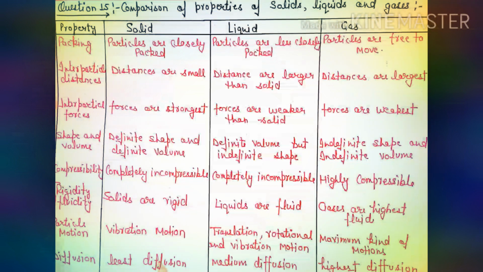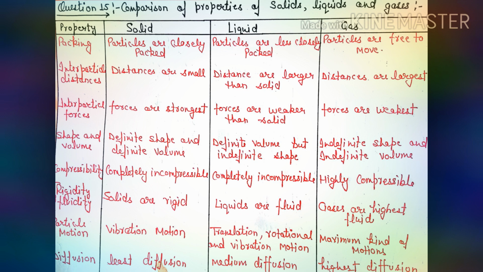Last question: comparison of properties of solid, liquid and gases. So students, this question is most important, and this question will help you to understand our surroundings. For example, there are 3 states of matter: solid, liquid and gases. They are different from each other in respect of, for example, packing. Solids are closely packed, gases are free to move, and liquids are intermediate in case of packing.